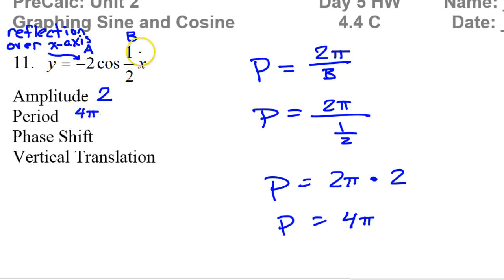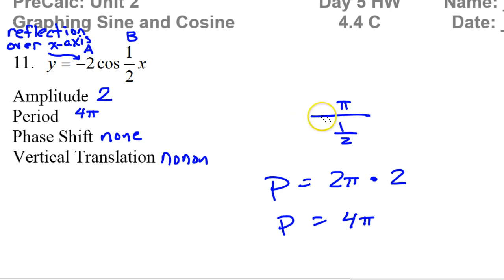Now as far as a phase shift, we would have a phase shift if there was an h value, like x plus h. But there is no h value, so there is no phase shift. So I'll just say none. Also, there is no k value. A k value would happen right on the end of this thing, like if I had plus k. So there's none of that either. So for vertical translation, I will also say none. So we are ready to do this graph, people.